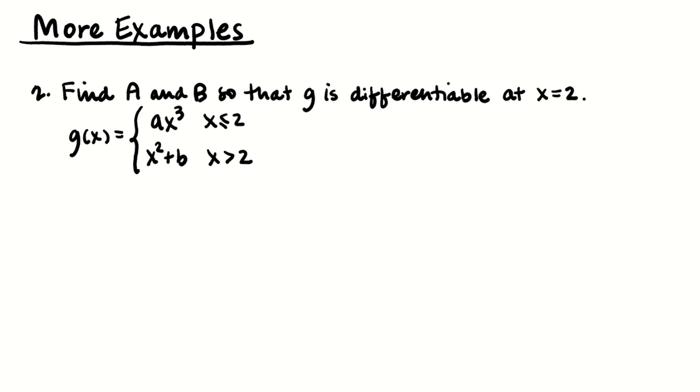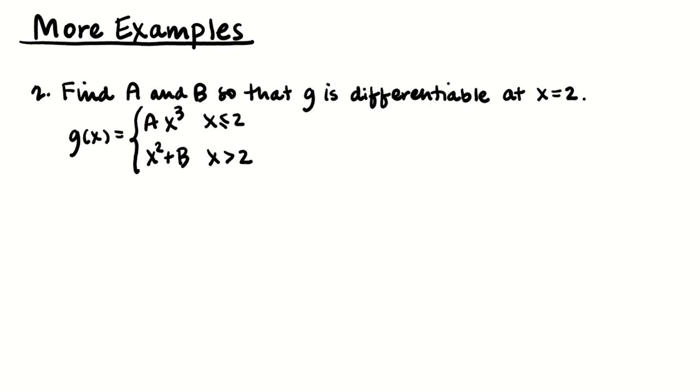All right, this one is a very common AP multiple choice question. I've got a bunch of versions of this question. Find the values of a and b so that g is differentiable at x equals 2. It looks like I meant to use capital A and capital B so that nobody got confused between lowercase b and 6.